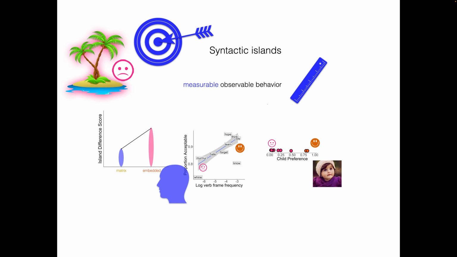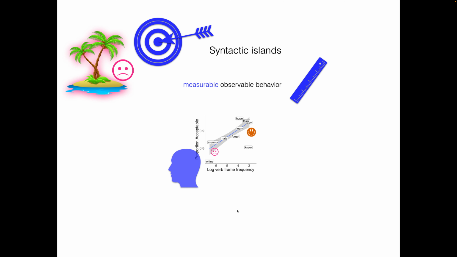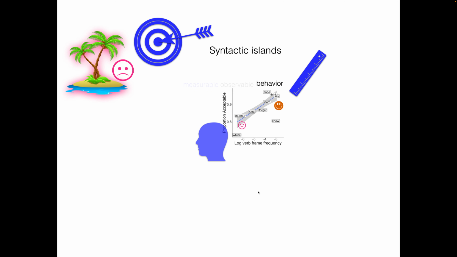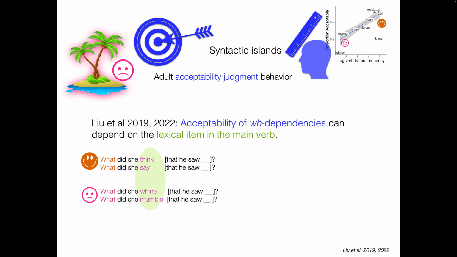So let's turn now to the last sort of empirical data we're going to look at for the moment, which has to do with the frequency of those lexical items and how they affect WH dependency preferences. So Liu and colleagues in 2019 and 2022, this is something I mentioned before without actually giving you more details, but what they found is that the acceptability of WH dependencies can depend on the lexical item of the main verb in these sorts of structures, right? So what did she say that he saw? What did she think that he saw?